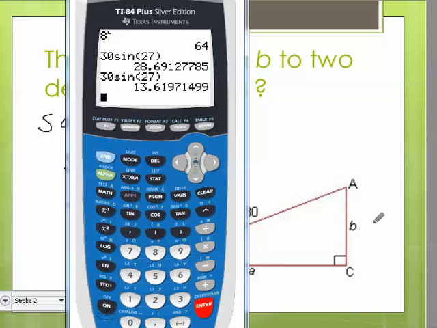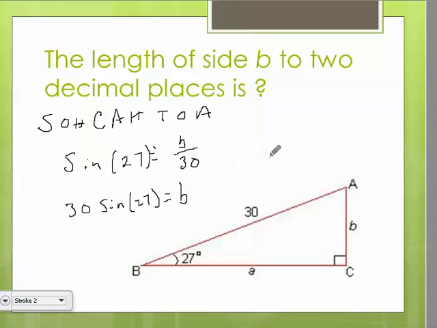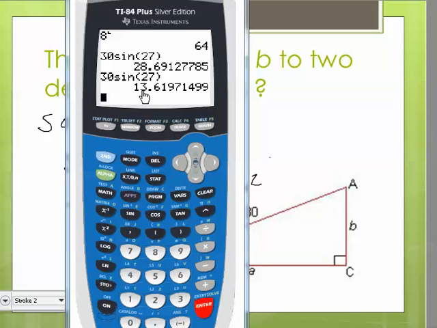13.6. To 2 decimal places, that would be 13.62 would be my answer there. Now I want you to notice that when I did that with my calculator, how did I know the difference between 28 and 13 would be wrong there? Well, 27 degrees is nearly 30 degrees, and the sine of 30 degrees is like 1/2. So I wasn't expecting this to be anything more than 1/2. So I was expecting a number somewhere around 15. That's the way you can use these sine functions to make certain you're getting them right.